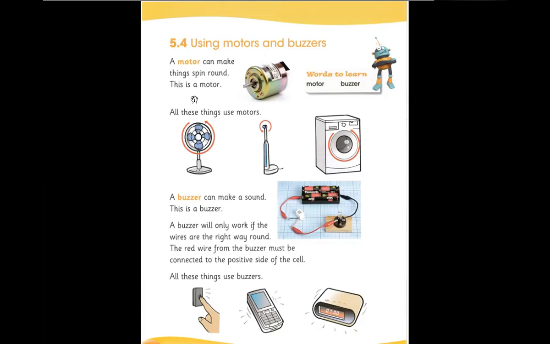Because a fan rotates. You can see an electronic toothbrush. It's also a motor. Why? Because it moves. Washing machine. A washing machine is also a motor. Why? Because when we put our clothes inside the washing machine, what happens? The clothes and the washing machine move. So what is this? Motor. Anything that moves is called a motor.